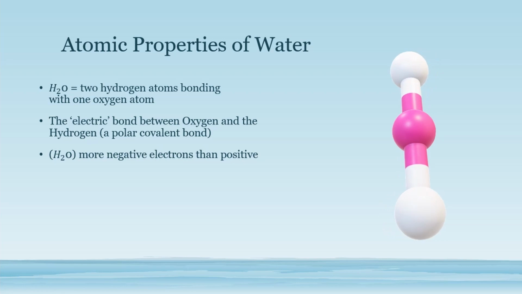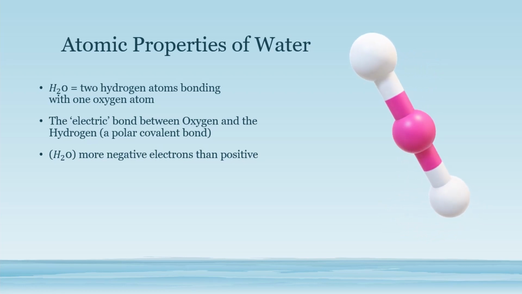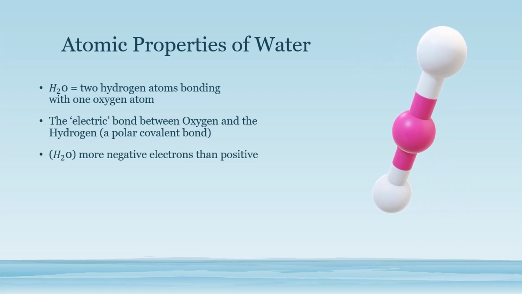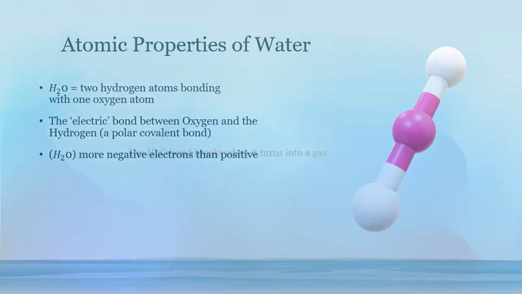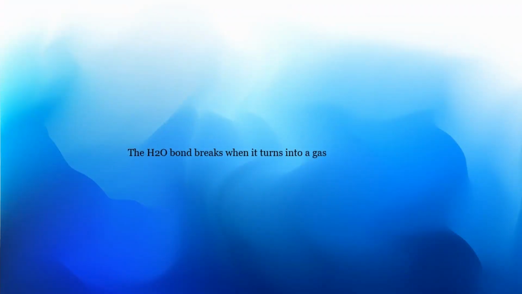The water molecule is a central oxygen atom holding on to two hydrogen atoms. There's an electric bond between the oxygen and the hydrogen. That bond gets broken pretty easily when it heats up, but when it's together as a water molecule, it also has a slightly negative charge, and that influences its behavior. That molecule of oxygen holding on to two hydrogen breaks easily when it's turned into a gas.